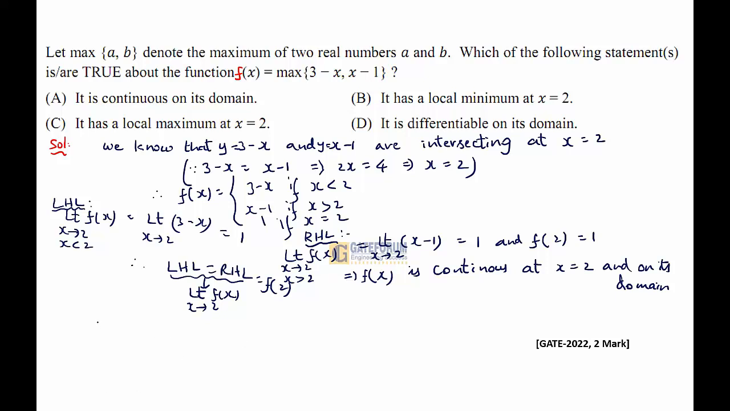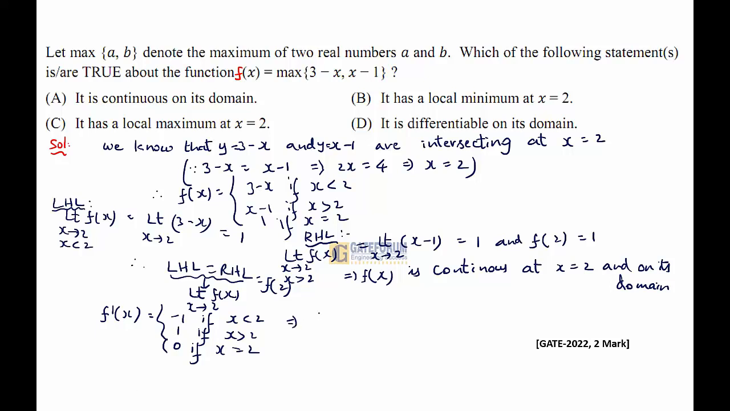Next, differentiability. So for this, what is f dash x? Derivative of 3 minus x is minus 1. This is for all values of x less than 2. x minus 1, derivative with respect to x is 1. This is for all x greater than 2. Just for this, find f dash x without writing the limits method. At x is equal to 2 there is no single value. So from this, when x is less than 2, that is the left hand derivative, the value is minus 1. When x is greater than 2, that is the right hand derivative, the derivative value is 1.